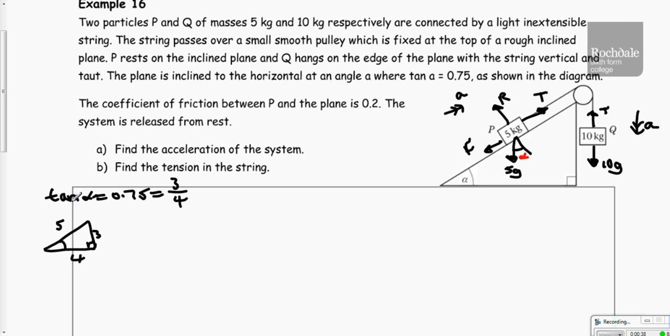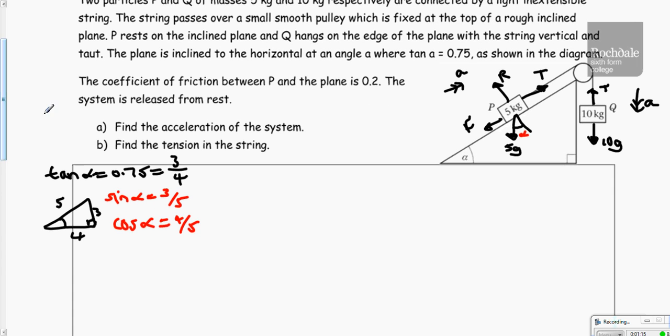I've also drawn a little diagram because we know tan alpha is 0.75, which is 3/4. And we've done this on a previous question where we draw a little triangle. Tan is opposite over adjacent, opposite, adjacent. By Pythagoras, we know the hypotenuse will be 5. It's a 3, 4, 5 triangle. So if we need them in the question, we know that sine alpha, sine is opposite over hypotenuse, is 3/5, and cos alpha is adjacent over hypotenuse, so that's 4/5. So I've prepared the question before I've actually even read what we're being asked to work out.